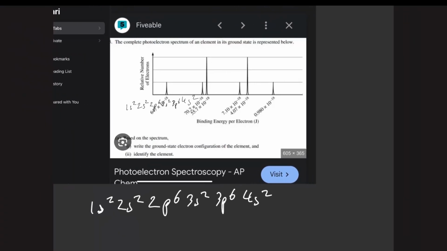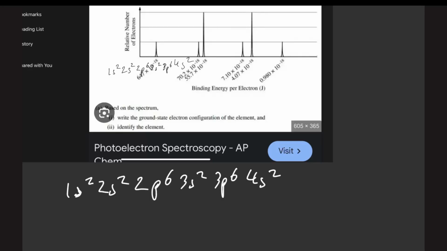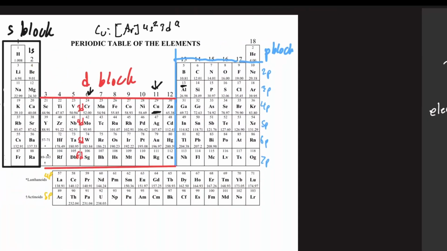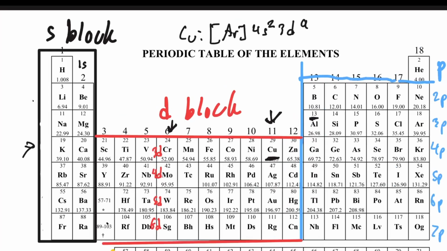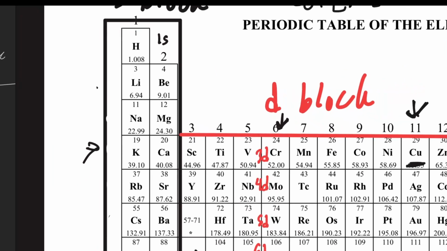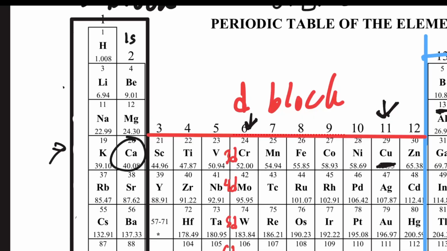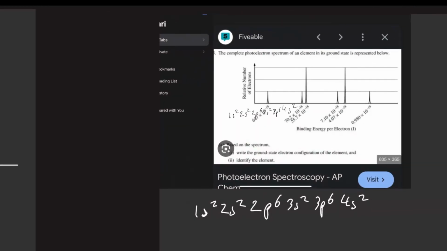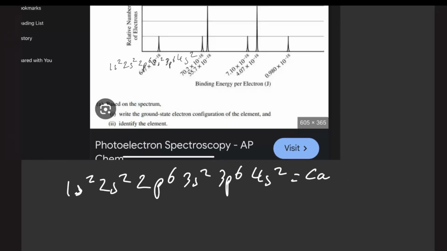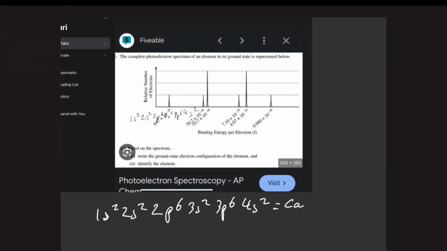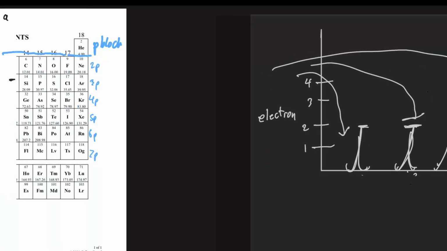Now the second question says identify the element, and now since we know the configuration, this is pretty easy. So let's look at the periodic table, and based on the knowledge I've said, again, its highest thing is 4s2, so we check which one is a 4s2. It is calcium. So the element has to be calcium. And that's basically it for photoelectron spectroscopy and electron configuration.